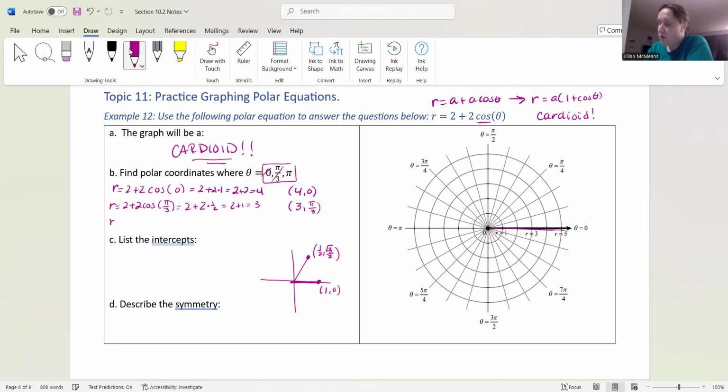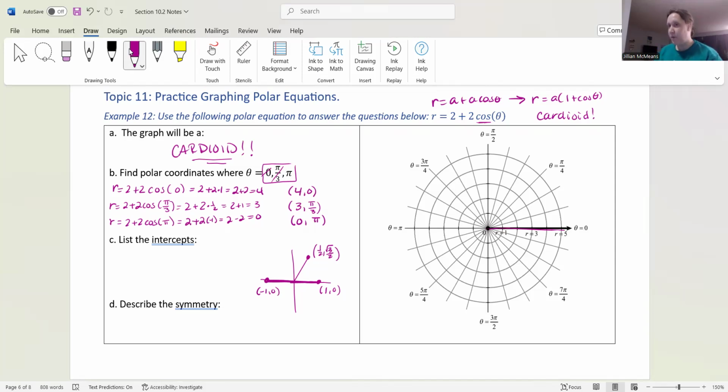And then finally, we were told to figure out what r is when theta is pi. So r is 2 plus 2 times cosine of pi. If we're on that same unit circle and we go out pi radians, we would have the point (-1, 0). So cosine of pi radians is -1. So we get 2 plus 2 times -1. Well, 2 times -1 is -2. So we get 2 minus 2, or 0. So we get (0, pi). Okay, so those are 3 points that we have on this graph.